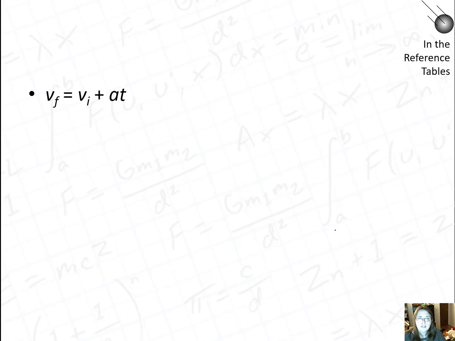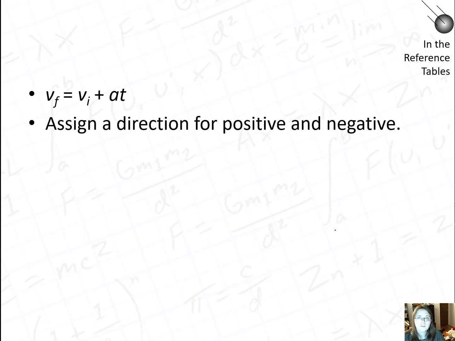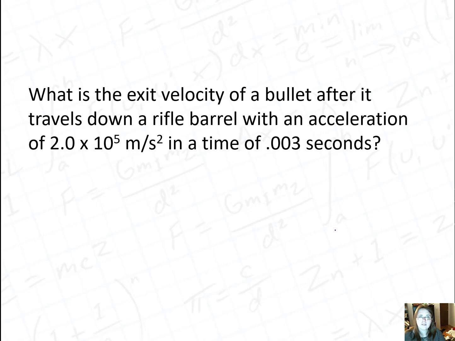So then the next equation is final velocity equals initial velocity plus AT, and we need to assign a direction for positive and negative. And here is the problem. It says, what is the exit velocity of a bullet after it travels down a rifle barrel with an acceleration of 2 times 10 to the 5th meters per second squared in a time of 0.03 seconds?